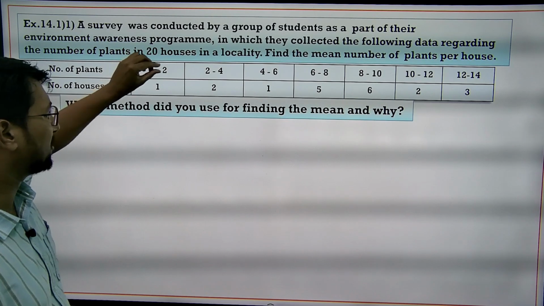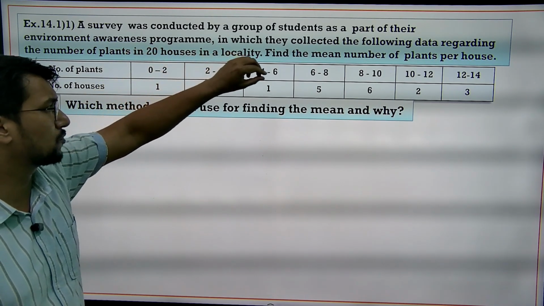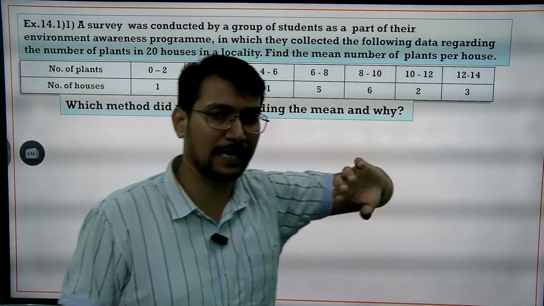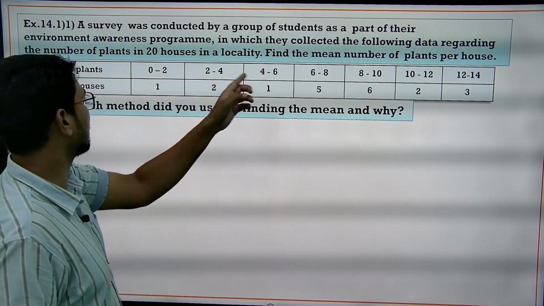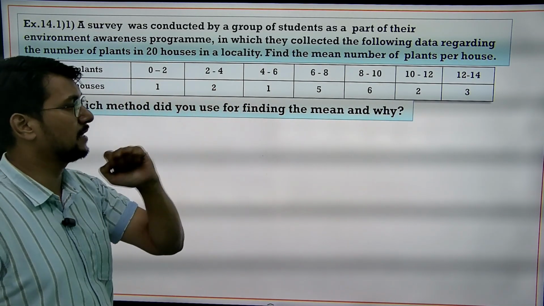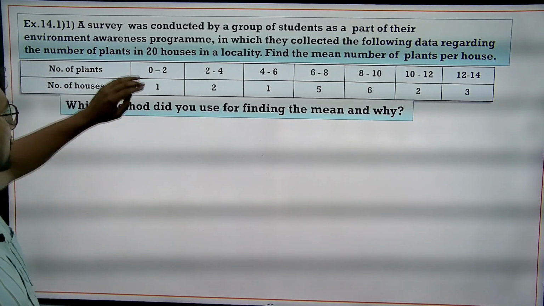Check. Number of plants 0 to 2, 2 to 4, 4 to 6. These are groups. Group means classes. Check carefully. What is this? Classes. What is this? Frequency. Done. This is the data given.